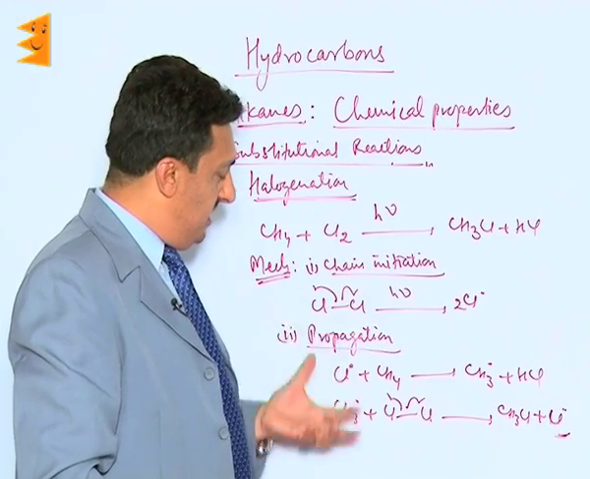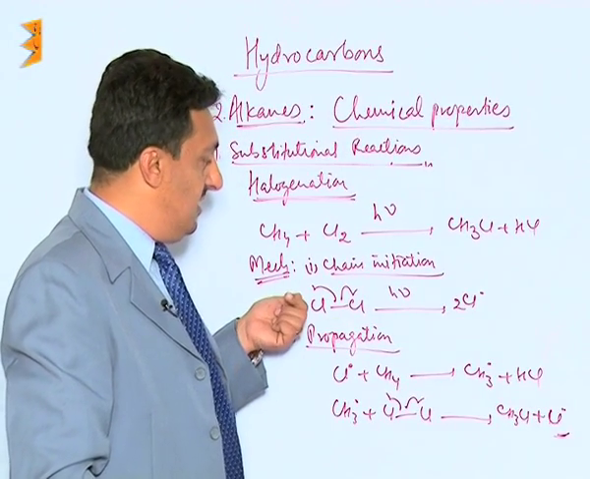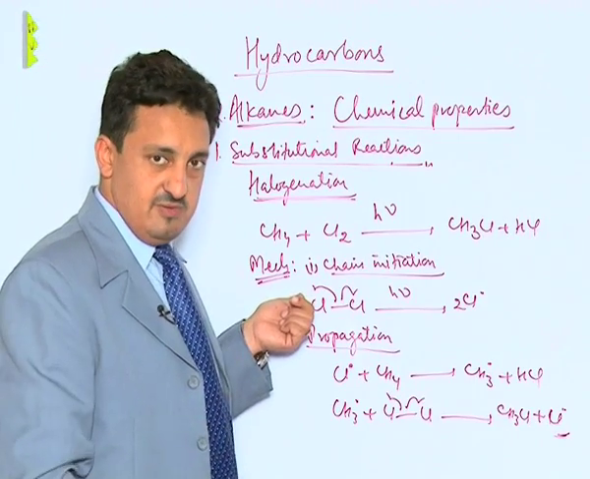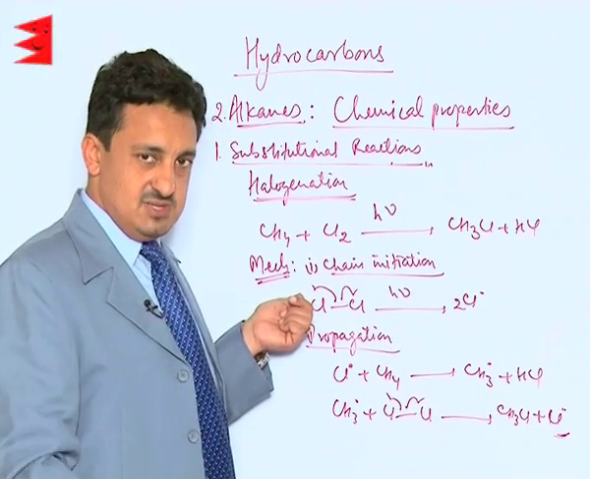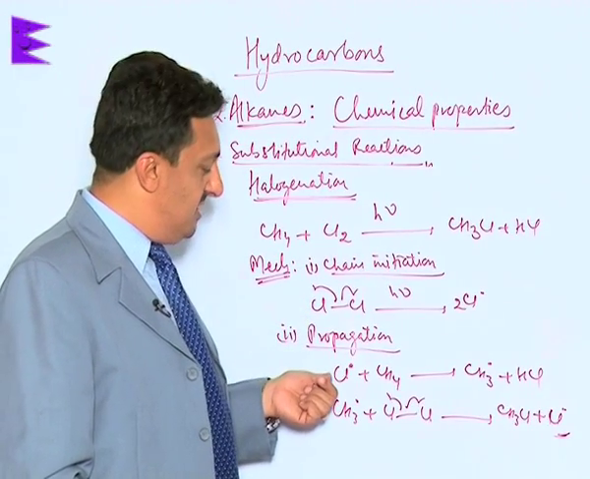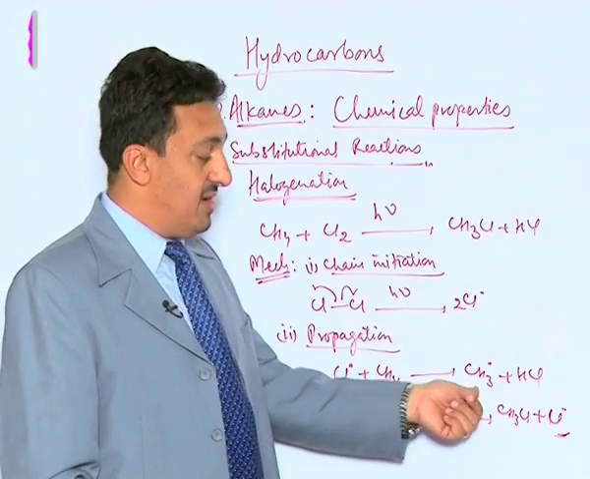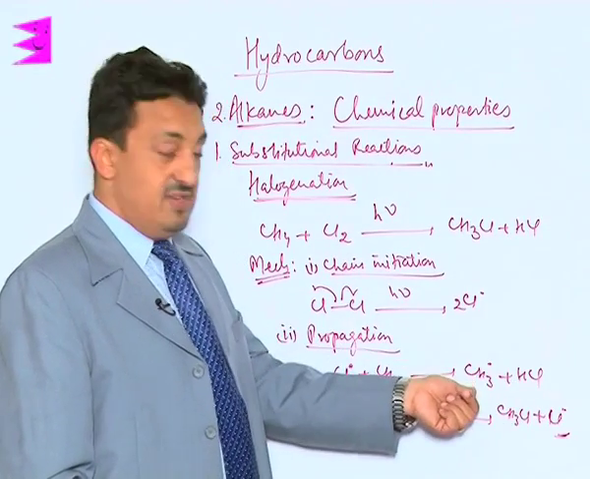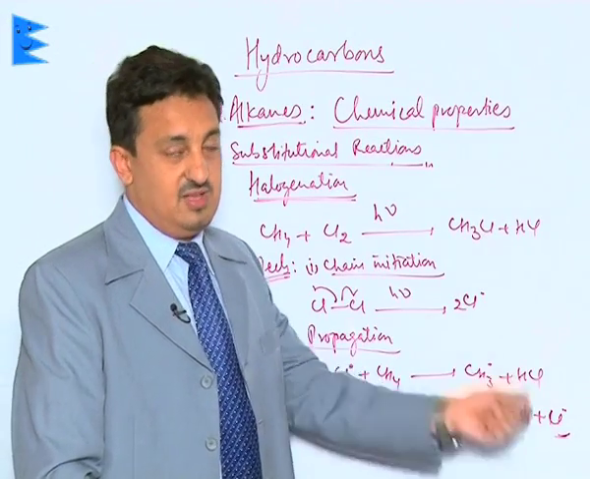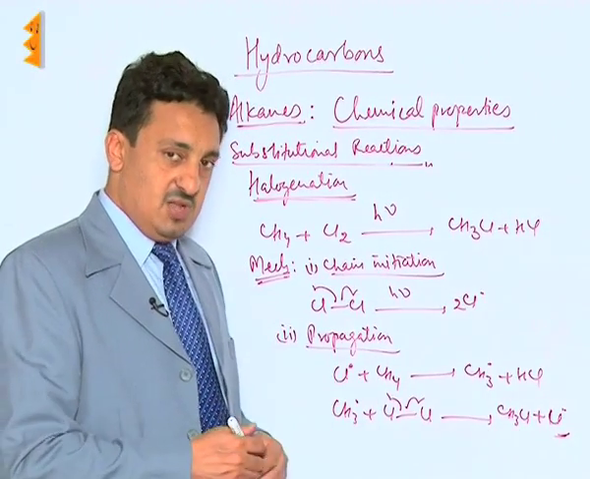So what we can make out from these two steps is that the chain initiation step is a step in which the free radicals are formed from the normal molecules, so that the free radical reaction starts. Then we have the propagation step, in which a free radical combines with one of the reactants to form a product and another free radical, which again combines with one of the reactants to form another product and another free radical, and this is how the chain reaction continues.